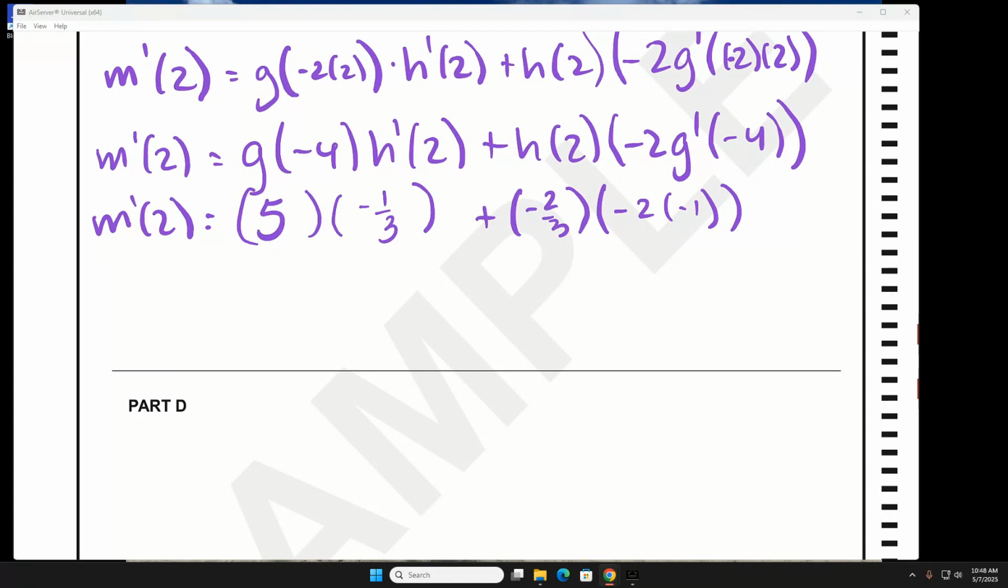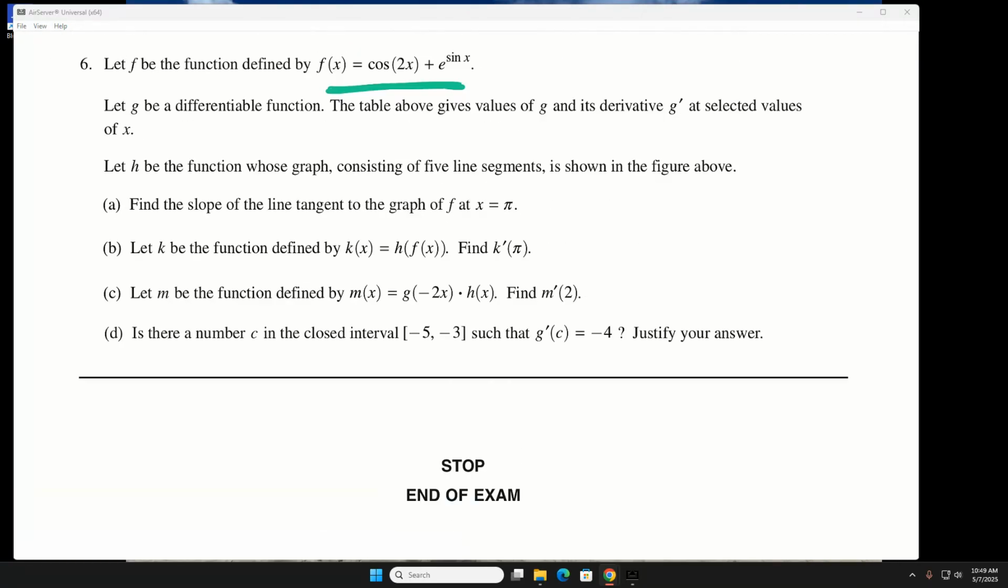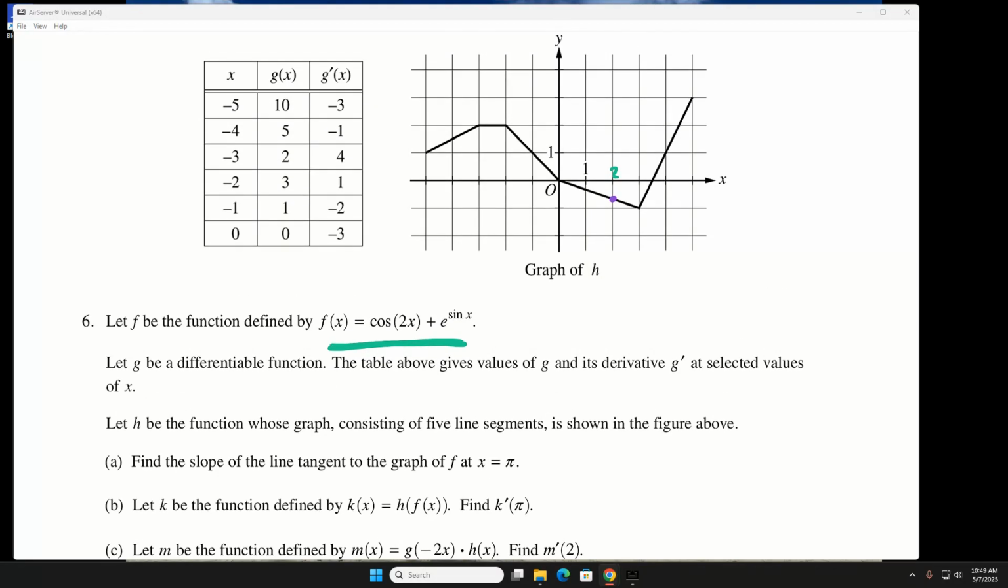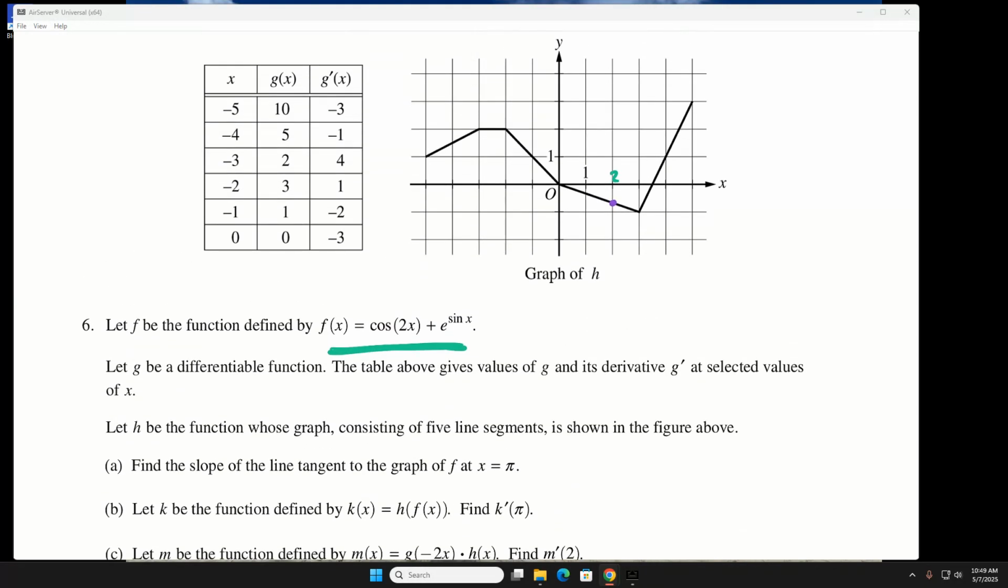Great, and then for D, the question is: is there a number C on the closed interval from negative 5 to negative 3 such that G prime of C is equal to negative 4? And then we're going to justify our answer. So if we were just looking at the G primes part, we're going from negative 5 to negative 3. Does negative 4 fall in between those two?